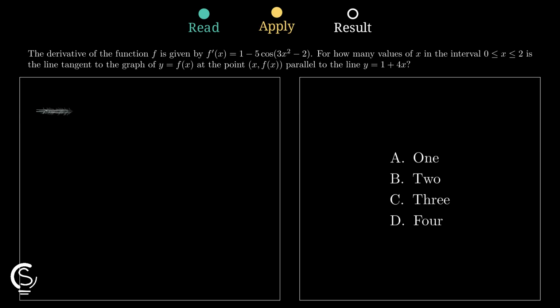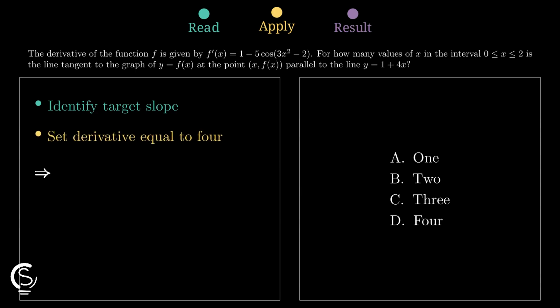Now, set the derivative equal to the slope of 4. We must solve the equation where 1 minus 5 cosine of 3x squared minus 2 equals 4. Graph this function to see how many times it hits 4 between 0 and 2. You will see 3 intersections making option C correct.